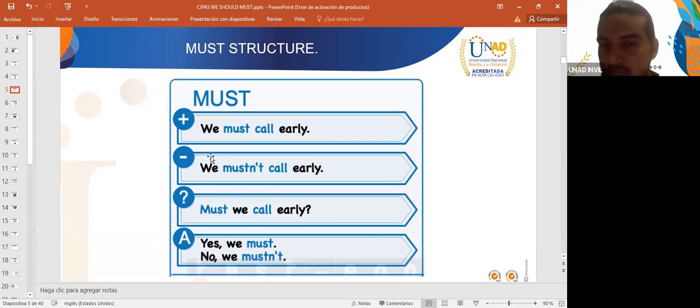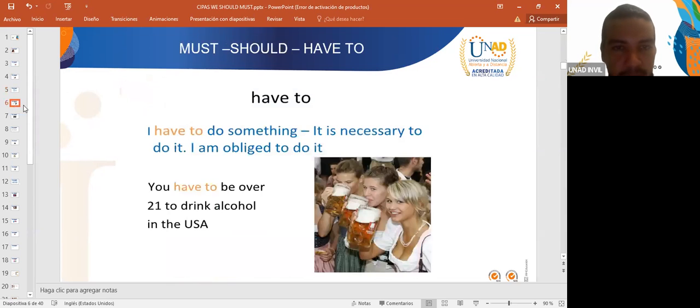Y estas son, digamos, las tres estructuras que debemos tener en cuenta. Sujeto, must, verbo y el complemento si se necesita. Eso ahorita ya lo vamos a poner en práctica en unos ejercicios. Entonces, de pronto, si pueden tomarle por ahí un pantallazo a esa estructura o esa forma, pues sería bastante útil, ¿ok? So, let's continue with the next modal verb.